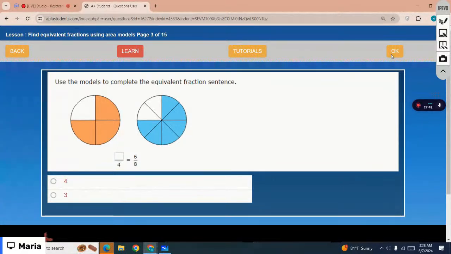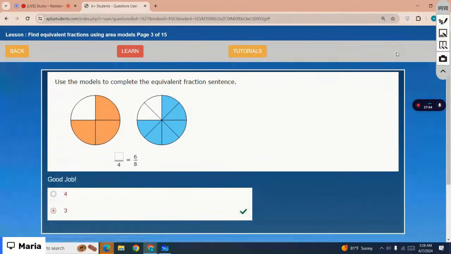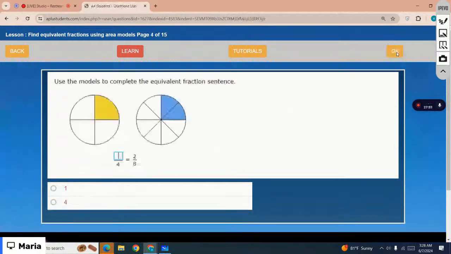The correct option is, yes, 3 out of 4 it is, because 3 of the portions are colored. The total are 4. Use the model to complete the equivalent fraction sentence. 2 by 8 equals.